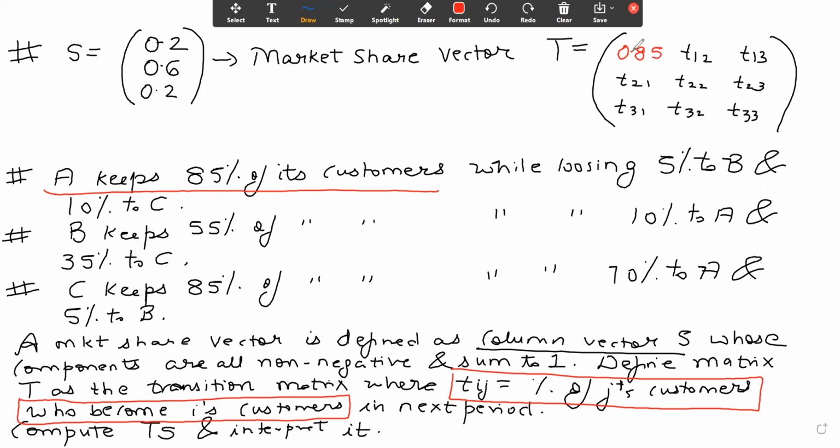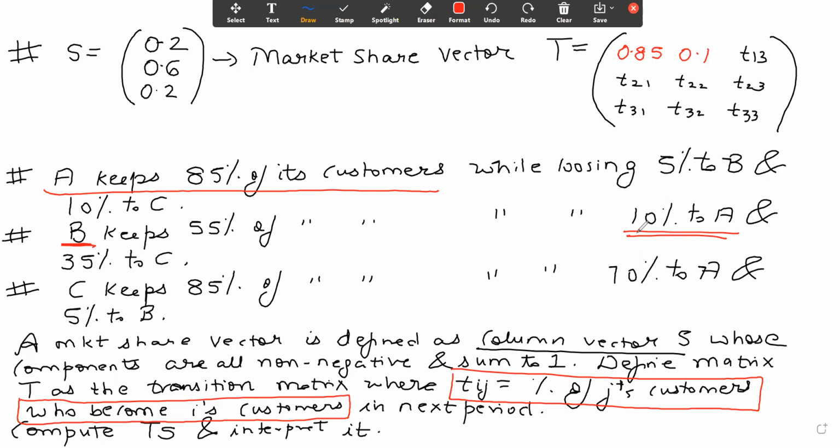What will T12 be? T12 is the percentage of B's customers which become A's customers. Now, B is losing how much to A? 10% to A. So T12 will be 0.1. I again repeat, T12 is the percentage of B's customers which become A's customers. How much is B giving to A? 10%.